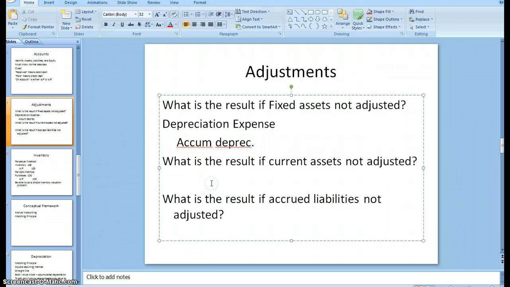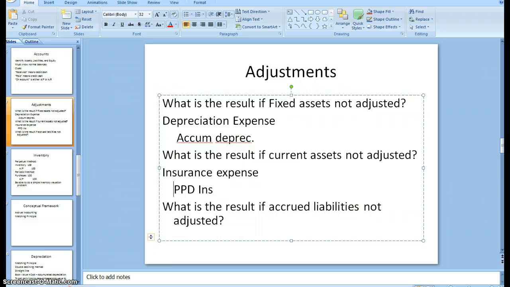What about current assets? Maybe that's prepaid insurance. I can do it this way. So we need to adjust prepaid insurance. So we are going to debit insurance expense and credit prepaid insurance. If we don't do that, then your expenses are understated and your assets are overstated. Remember, in an adjusting entry, you're always going to affect one income statement and one balance sheet account.